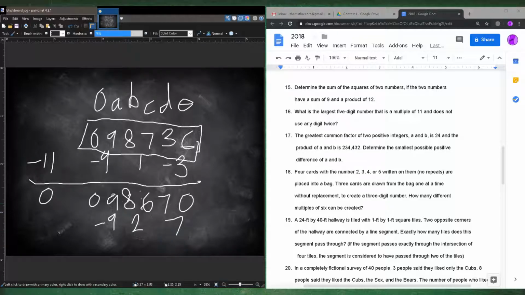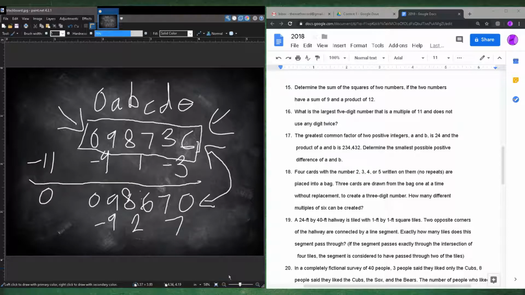98670. So this number is smaller than this number, right? Because you just look at it, the 7 is higher than the 6. So the highest possible, since these are the only two combinations, the highest possible 5-digit integer that's divisible by 11 and the digits not used twice is 98736. And that's basically just how you solve it.